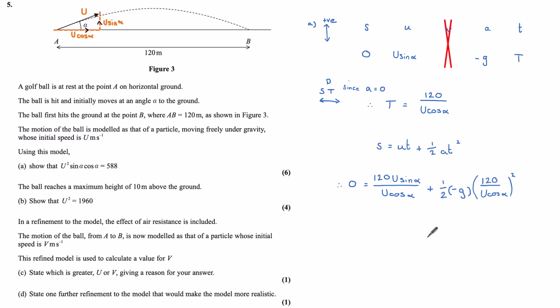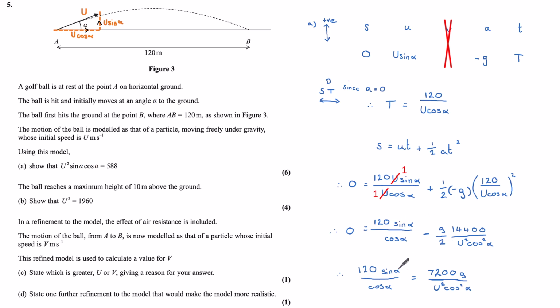So first thing I'm going to do, I'm going to divide by u here. I'm going to cancel those in this component. So it's 120 sine alpha over cos alpha. And here I'm just going to simplify this part here. So negative g over 2, when I do a half times negative g. And I have squared this component. So 120 squared is 14,400. And u cos alpha squared is u squared cos squared alpha.